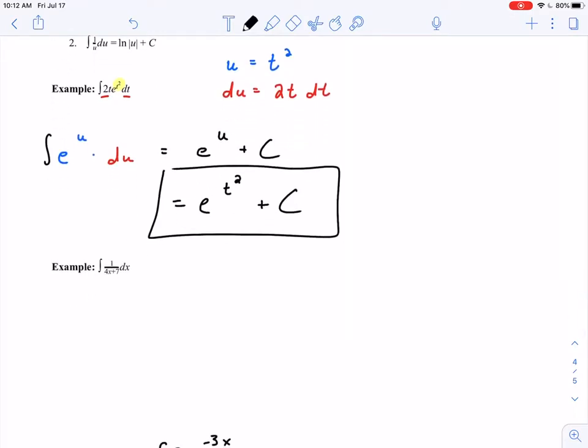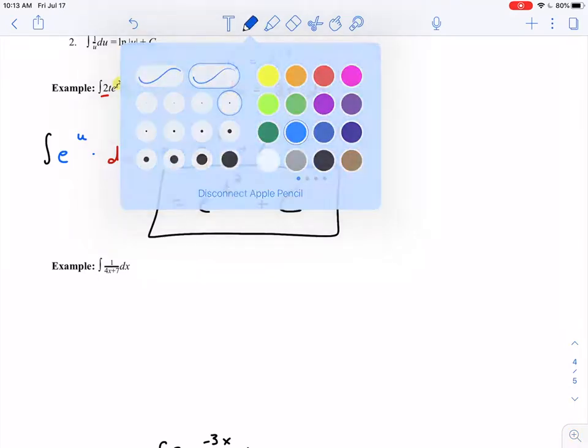Next, I have the indefinite integral of 1 over 4x plus 7 dx. Here, when I look at this, I say, well, there are no basic integration rules that tell me how to deal with this, so let me try integration by substitution. If I look at a problem and I don't immediately recognize it as a power rule or an exponential or 1 over x or something like that, I'm going to jump straight to integration by substitution almost every single time. So I'm going to try integration by substitution here.